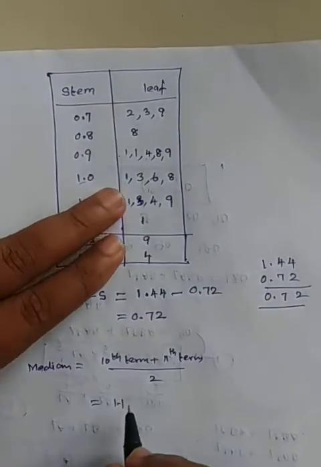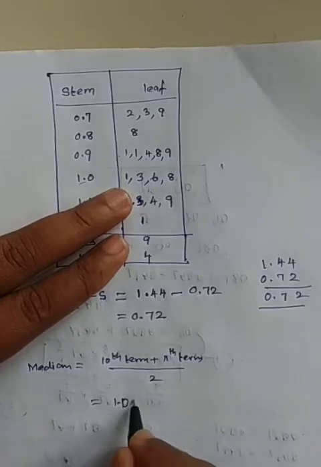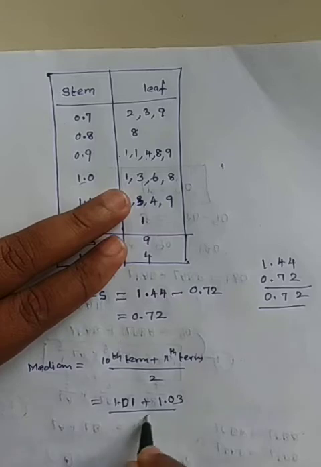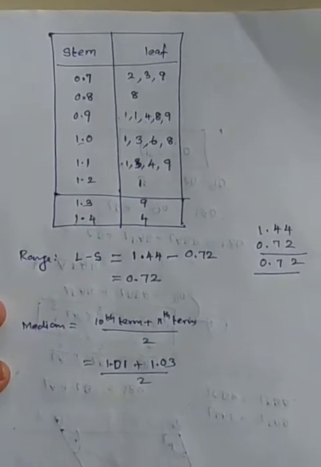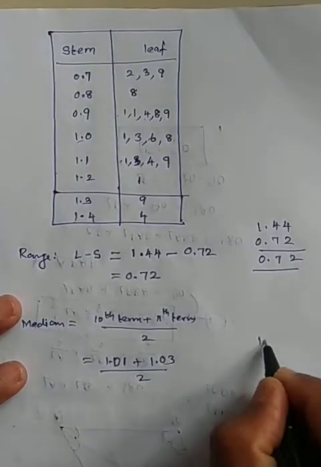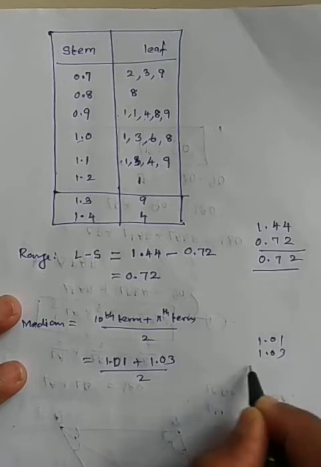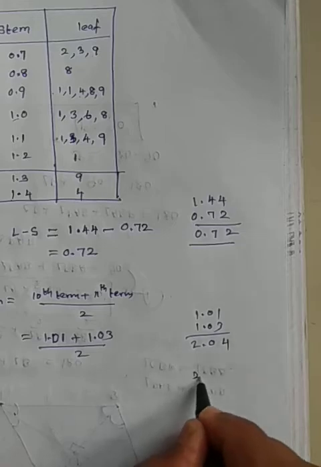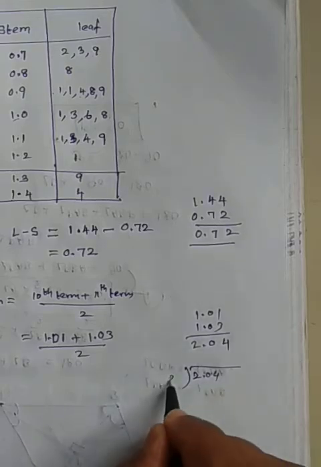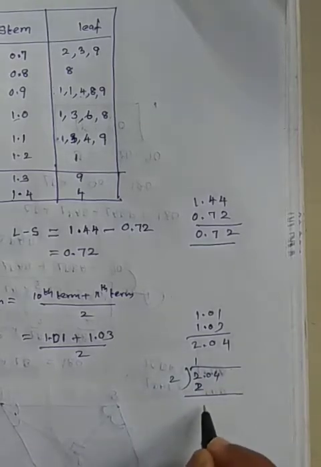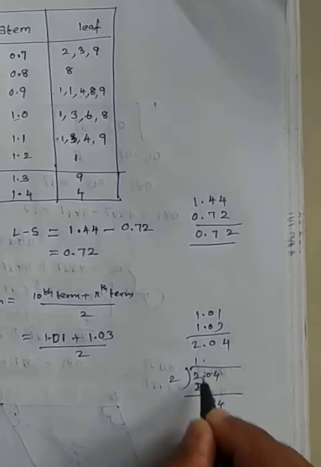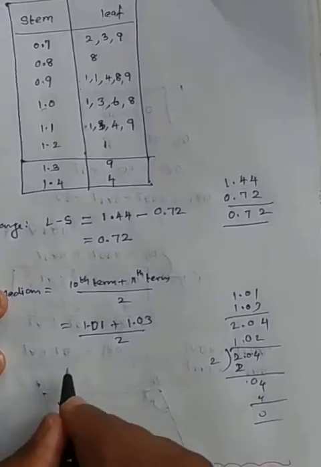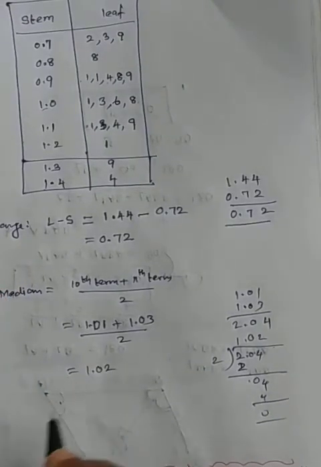1.1. Then the next one, 1.01 plus 1.03 divided by 2. So that is the value. 1.01 plus 1.03 added gives 2.04. Now 2.04 divided by 2: 2 ones are 2, balance 0.04, 2 twos are 4. So the answer is 1.02.